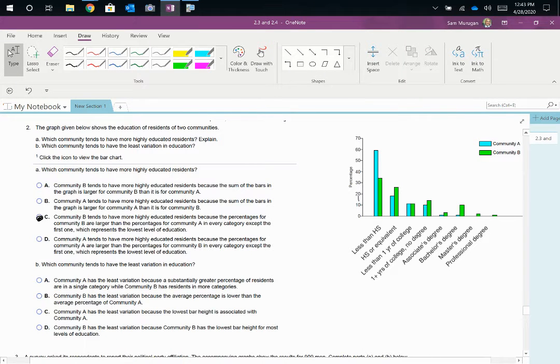Now we have to pick out which reasoning is correct. Let's see if answer A answers it. It says community A has the least variation because a substantially greater percentage of residents are in a single category. Yes, I would go with this answer. Yeah, it can't be this one here.